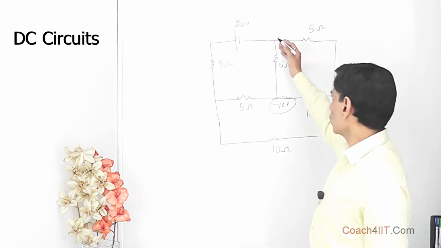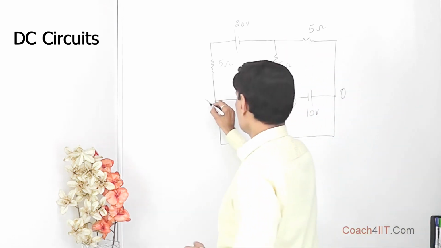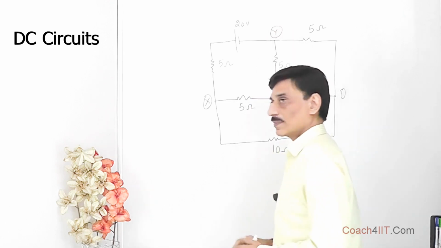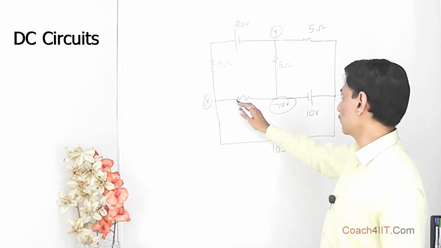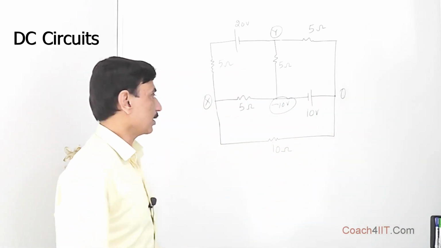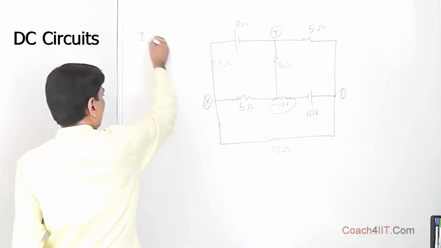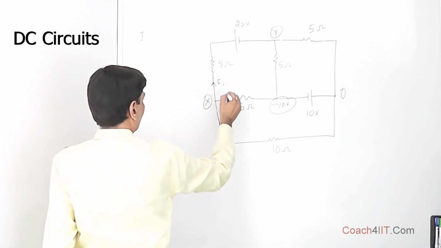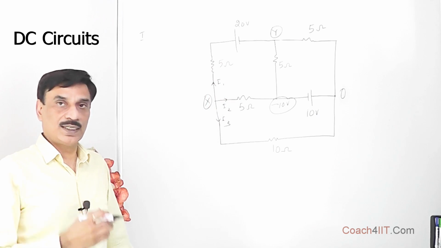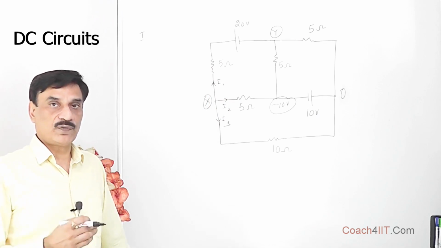We have this node also, and we can take it as, let's say, at X potential, and we can take it as at Y potential. Once we have taken this as X potential and this as Y potential, we can use Kirchhoff current law. Let's say for this, this way is I1, this way is I2, and this way is I3. Generally, when we use Kirchhoff current law, that is I1 plus I2 plus I3 etc.